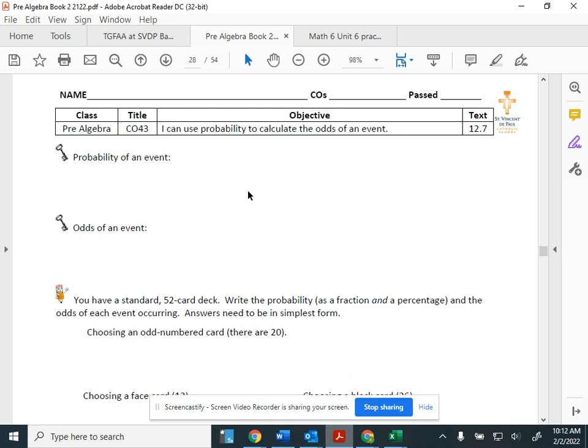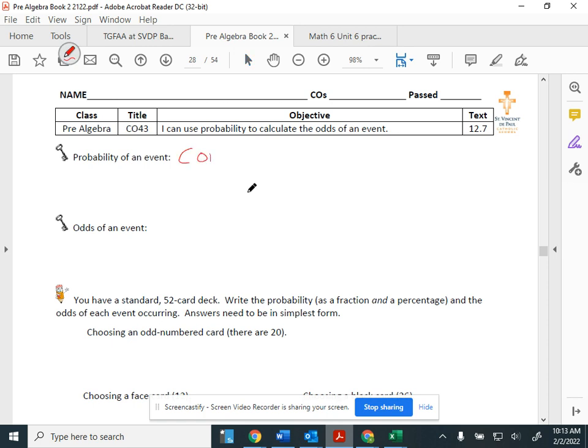Good morning. We are on CO43. I can use probability to calculate the odds of an event. So we're still working with those probabilities. We have some definitions to fill in. First one is the probability of an event.